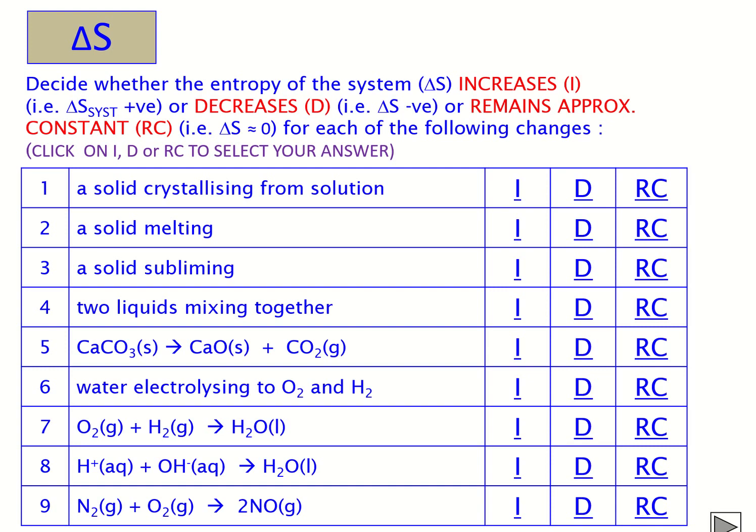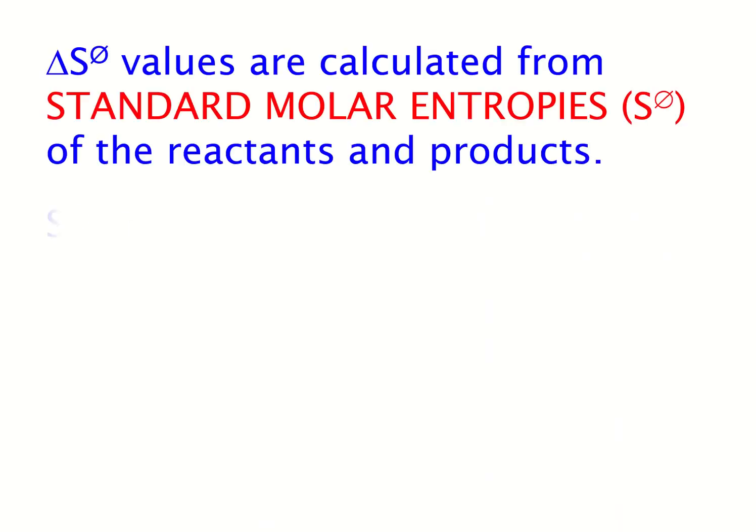Number 7 is the opposite to number 6, so it's a big decrease in disorder. Gas is going to liquid. Number 8, we have 2 molecules turning into 1, so you probably have they're all in solution or liquid, so you'll have a bit of a decrease in disorder there. And number 9, you have 2 moles of gas on the left, 2 moles of gas on the right. So that's probably going to remain approximately constant.